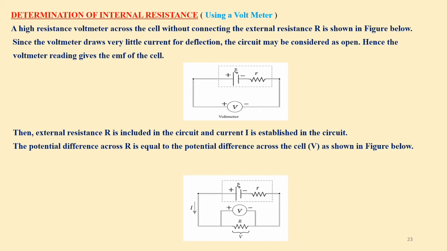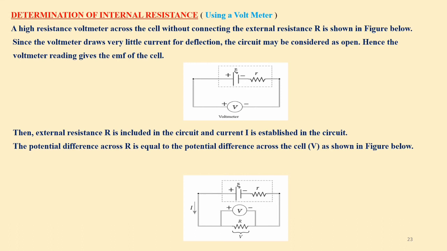Now coming to the second circuit. The external resistance R is included in the circuit and current I is established in the circuit. The potential difference across capital R is equal to the potential difference across the cell V, as shown in the figure below. So in the second picture given below, you can see that an external resistance capital R is included and the voltmeter is now connected across the resistor R.